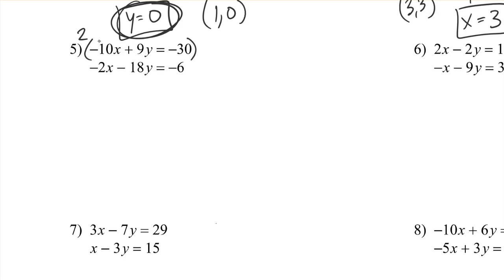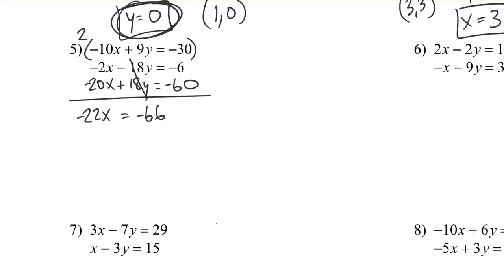Let's multiply. 2 times negative 10x makes negative 20x. 2 times 9y makes 18y. And 2 times negative 30 makes negative 60. So now we just have big numbers. We add these together, we get negative 22x. Our y's cancel, equals negative 66. Divide by negative 22. And x equals 3.